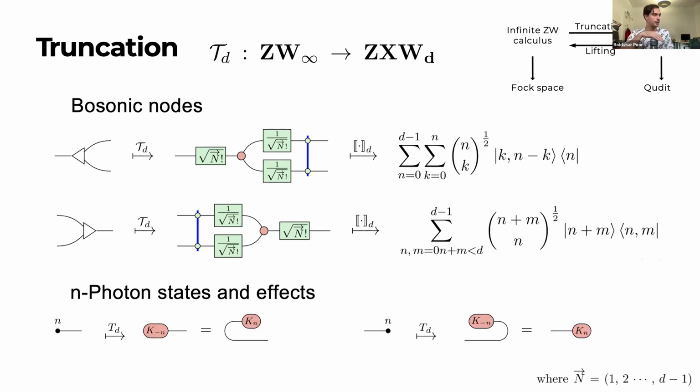And the merge map is just the transpose of the previous. Okay, and the last thing we have were these n-photon states and effects, and they just simply correspond to cat n and bra n as needed.